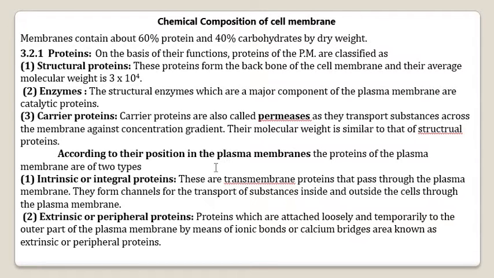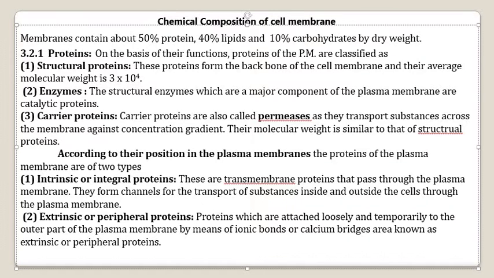And dear students, there is a slight correction: not 60% but 50% protein. The plasma membrane contains 50% protein, not 60. And it contains 40% lipids and a very little amount, that is 10%, of carbohydrate by dry weight of the plasma membrane, right? So the plasma membrane contains 50% protein, 40% lipid and 10% carbohydrate by dry weight, right?